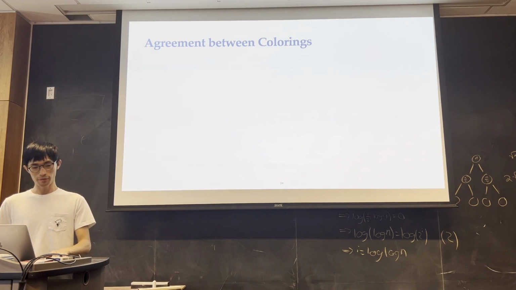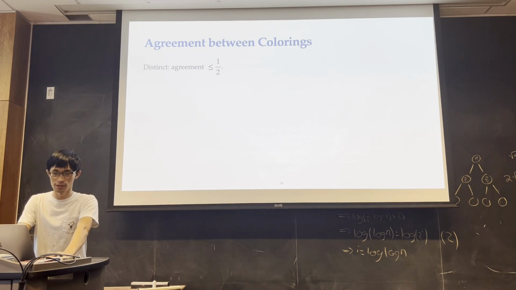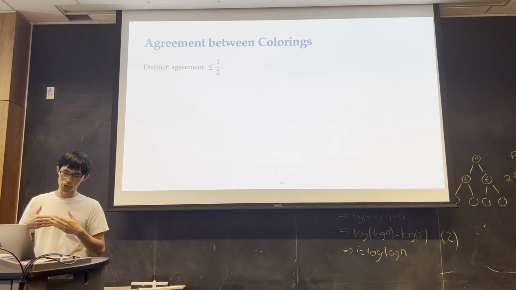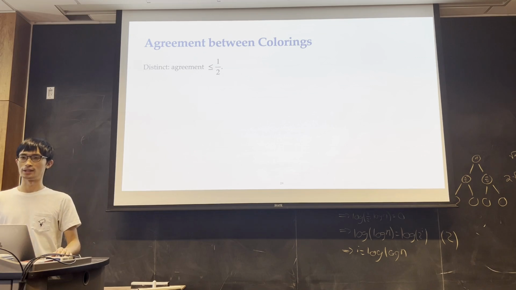Okay, so we're going to define distinct to mean agreement at most half. So it's stronger than 1/3. And we will see later why we need half in the end.